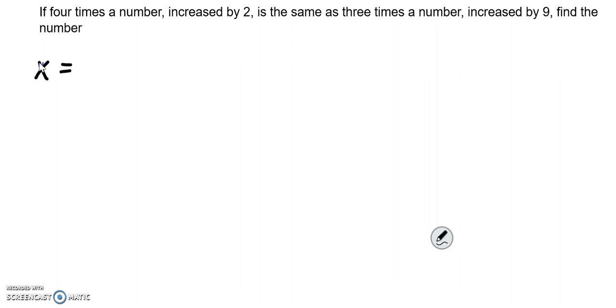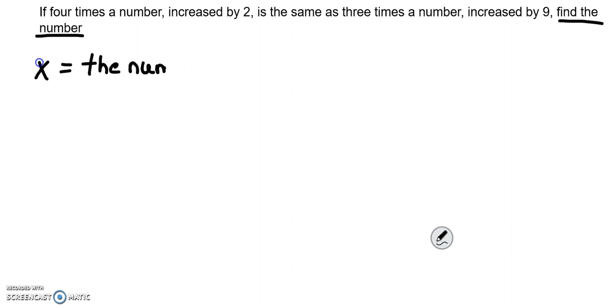Find the number. So you can always underline things in the problem if you're not sure what it's asking for, but usually at the end of the problem, it will ask you to find something. So it's asking to find the number. So what are we going to have x be in this problem? The number. X is the number.